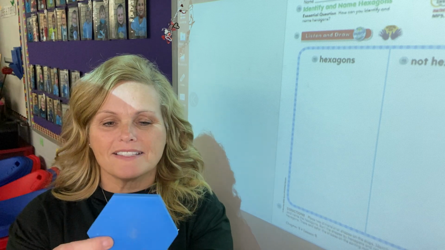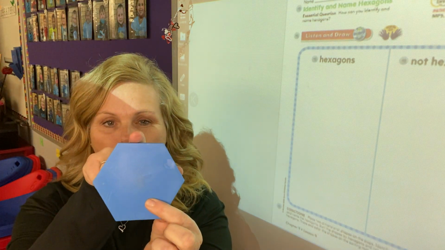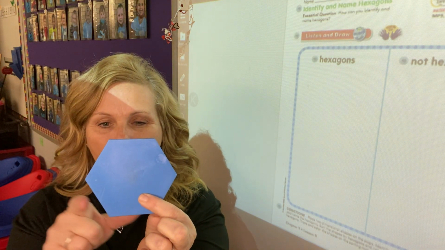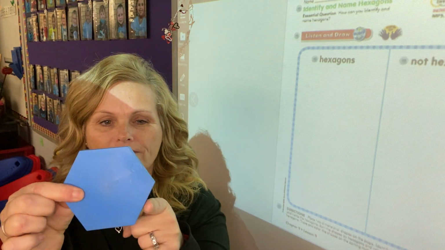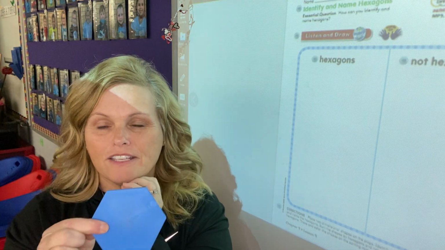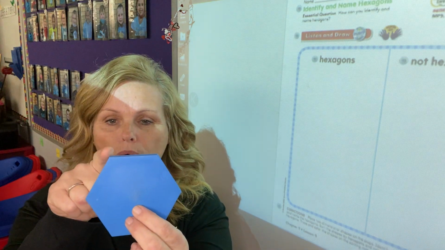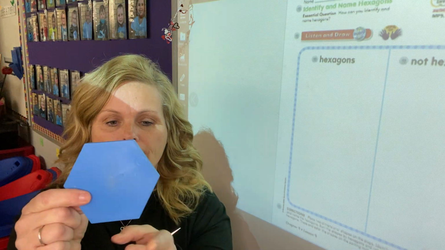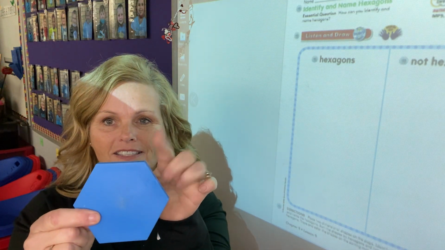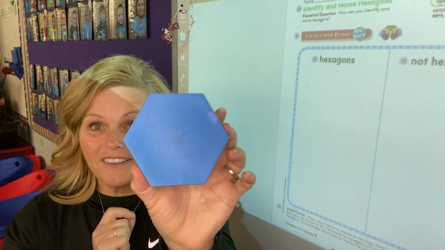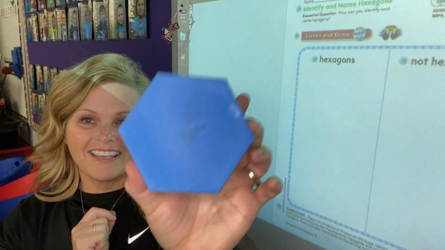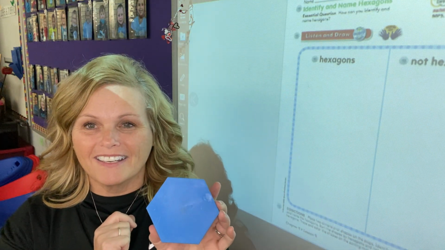Let's count the sides. I'm going to start at the top. 1, 2, 3, 4, 5, 6. It's a shape with 6 sides and 6 corners or vertices. Let's look. 1, 2, 3, 4, 5, 6. Do you know what this is called? It's called a hexagon. Can you say that?